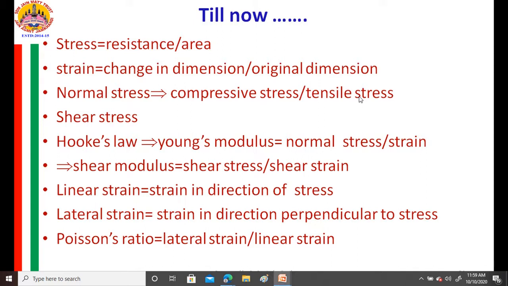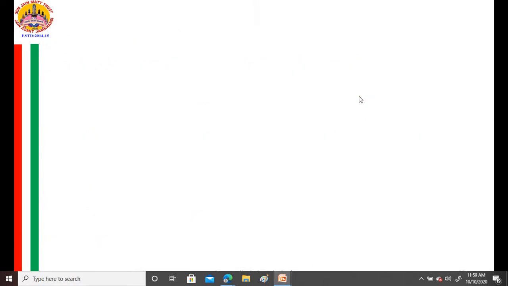Poisson's ratio is indicated by mu, and sometimes it is written as 1 by m. Even though he gives the value of mu as positive, while substituting you need to take it as negative. He will give only the number.